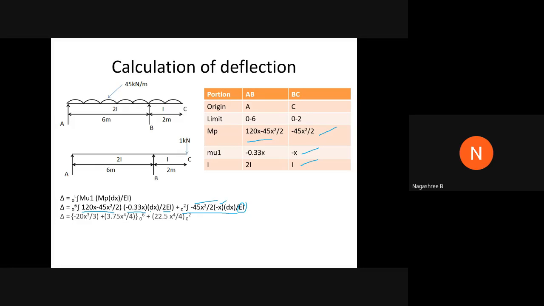If you simplify and integrate that, you will get the value as 20 x cube divided by 3 with a negative sign convention, and then 3.75 x power 4 by 4 with the limit 0 to 6. And for portion BC you will get 22.5 x power 4 divided by 4 with the limit 0 to 2. So after all the simplification, you'll get the value of delta as 135 divided by EI.